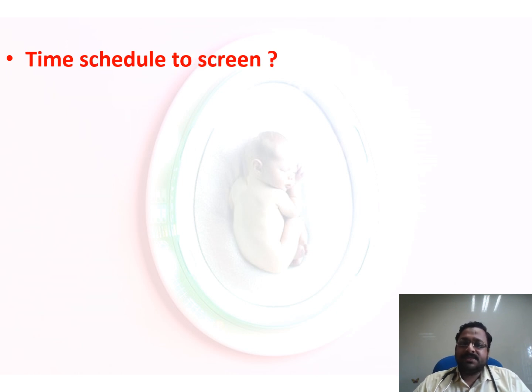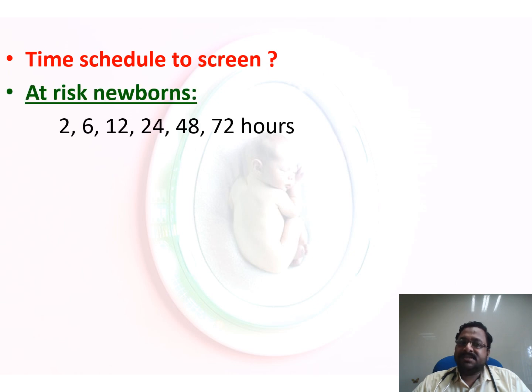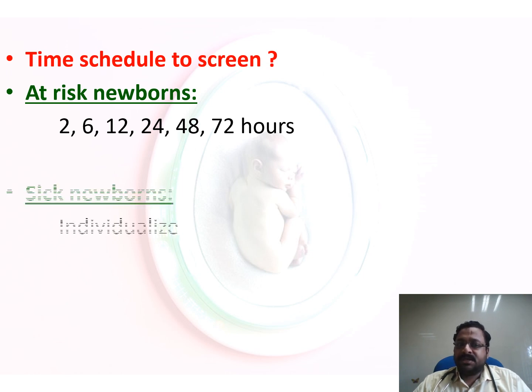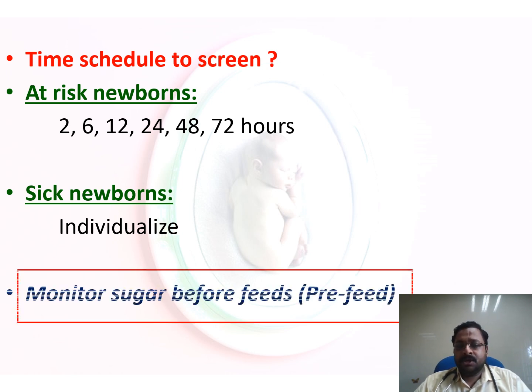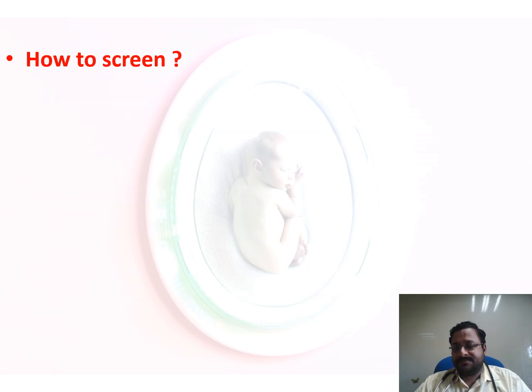Now, when do we screen these babies for hypoglycemia? We have a schedule. So the at-risk babies should be screened at 2 hours of birth, 6 hours of birth, 12, 24, 48, and 72 hours of birth. Whereas sick babies, we don't stick to that schedule, but we individualize and check blood sugar according to the need. Now, it is extremely important that whenever we check sugar, it should be just before feeds.